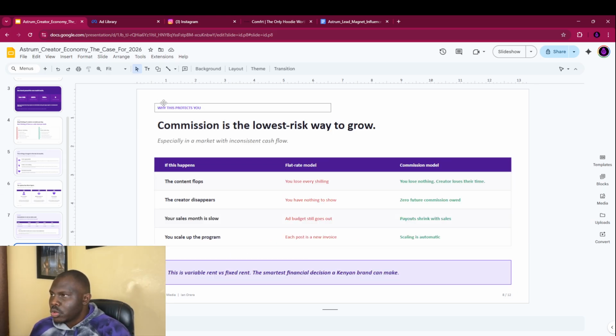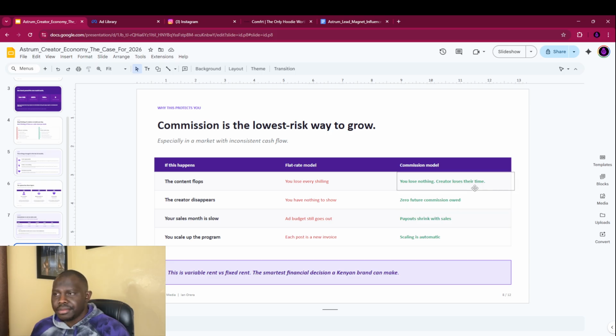So why does this protect you? Commission is the lowest risk for you to grow, especially in a market with inconsistent cash flow. So let's say the content flops. How does it work? Flat rate model, you lose everything. Commission model, you lose nothing. The creator loses their time, right?